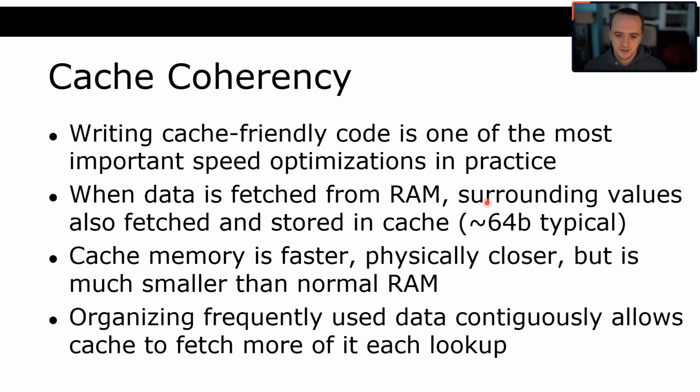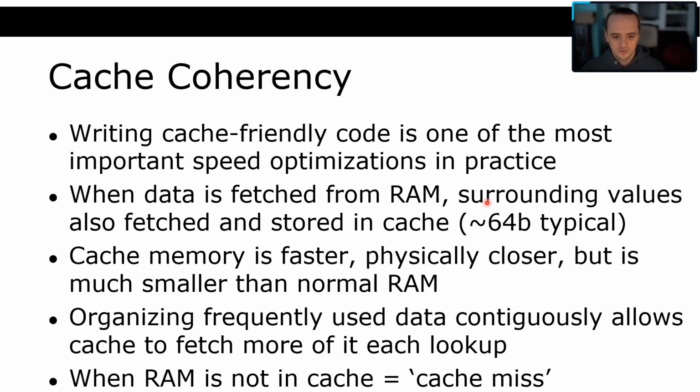So organizing frequently used data contiguously allows our cache to fetch more of it on each lookup. What that means is we want to organize the data that we are storing in our program so that if it's frequently used together, then it is stored contiguously in memory, okay? And I'll get into that, I have visual examples of all of this.